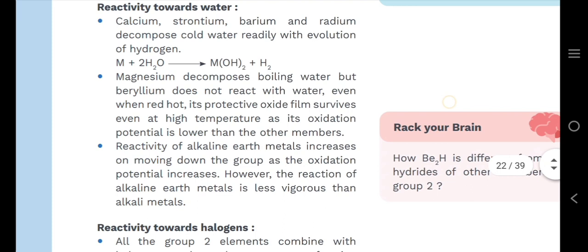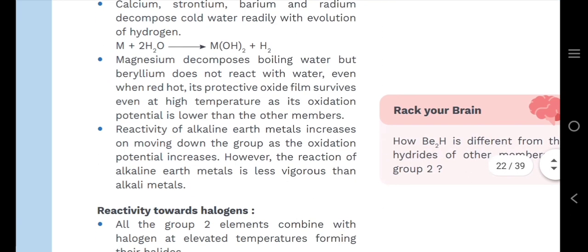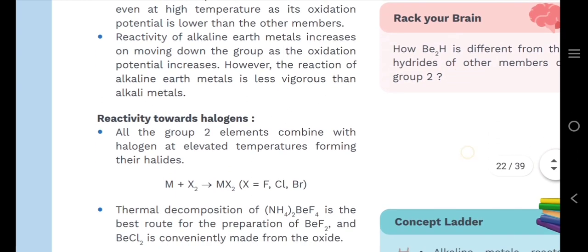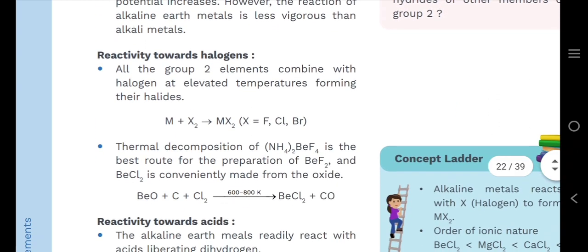Reactivity of alkaline earth metals increases on moving down the group as the oxidation potential increases. However, the reaction of alkaline earth metals is less vigorous than alkali metals. Reactivity towards halogens. All the group 2 elements combine with halogens at elevated temperatures, forming their halides. Metal plus halogen gives MX2 type halides.